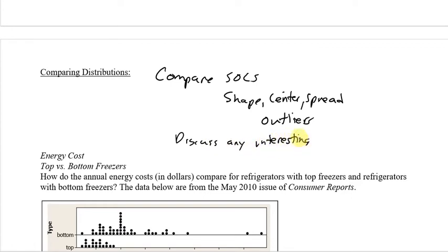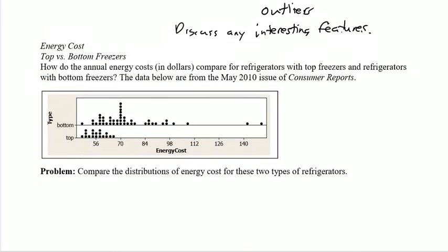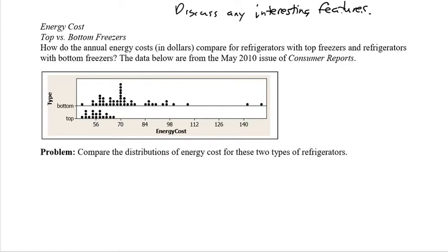Okay. So let's look at energy costs, top versus bottom freezers. How do the annual energy costs in dollars compare for refrigerators with top freezers and refrigerators with bottom freezers? The data below are from the May 2010 issue of Consumer Reports. All right, so you can see the top freezers down here and the bottom freezers. And they want us to compare the distributions of energy cost for the two types of refrigerators.